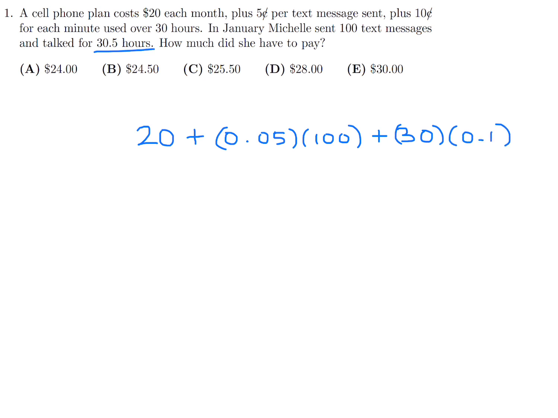So this is our equation. This is 20 plus 5 plus 3, and that is 28. So her bill is $28. Number 1, the answer is D.